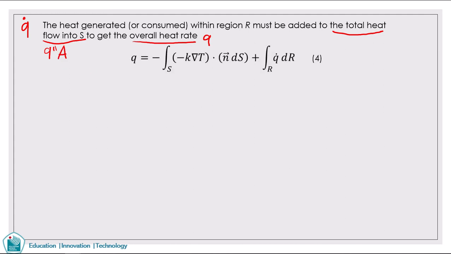Mathematically, it can be written as equation 4. So we take the integration here. This is the integral over the surface, and this is the integral over the volume. This one is for the heat flow or heat rate, and this is for the heat generated.